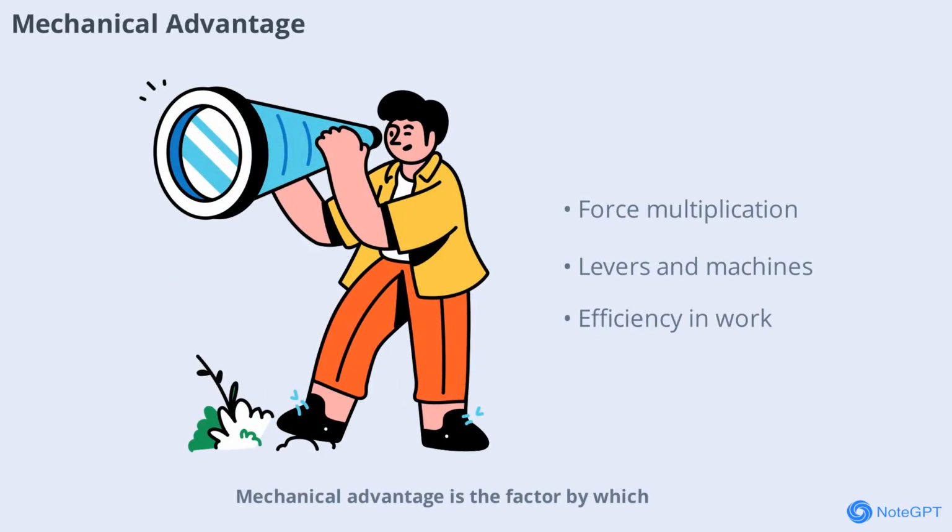Mechanical advantage is the factor by which a machine multiplies the force put into it. For example, a lever with a long arm can lift heavier loads with less effort. Calculating mechanical advantage helps you understand how machines make work easier and more efficient.